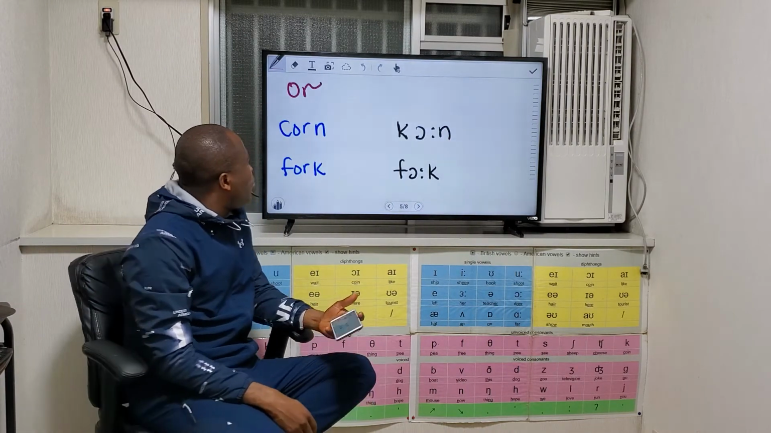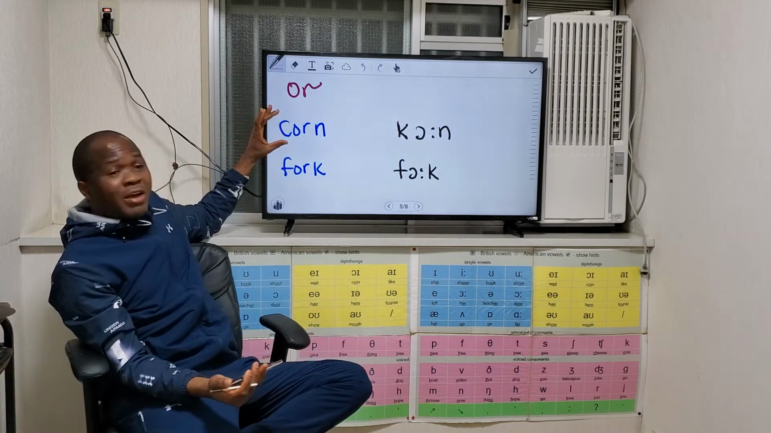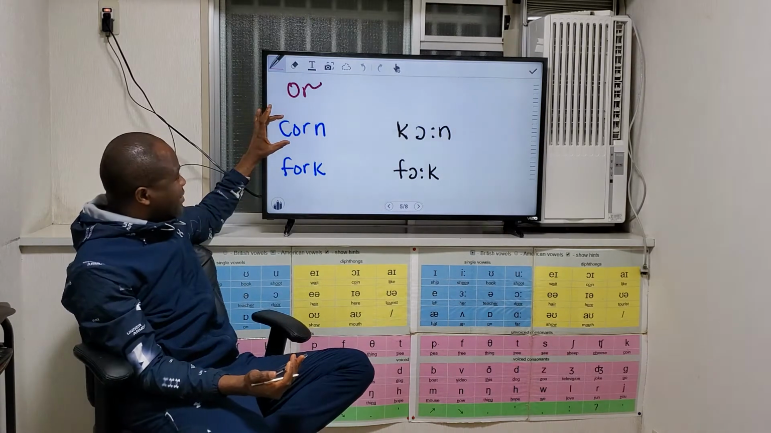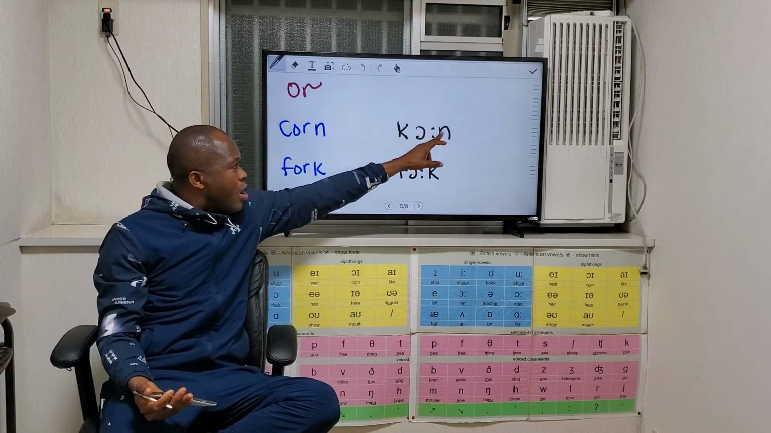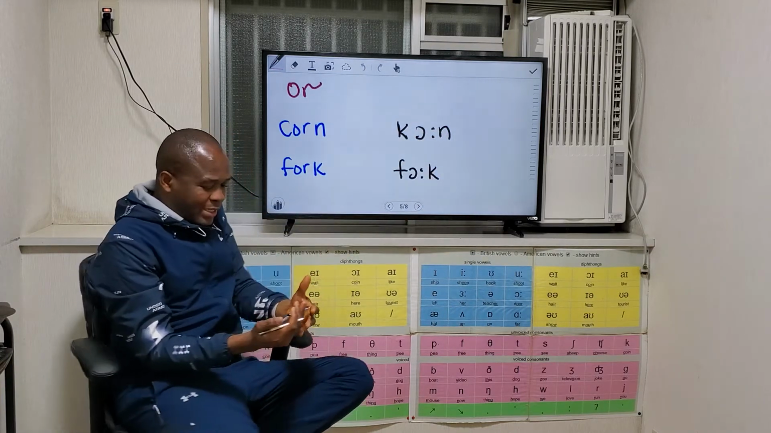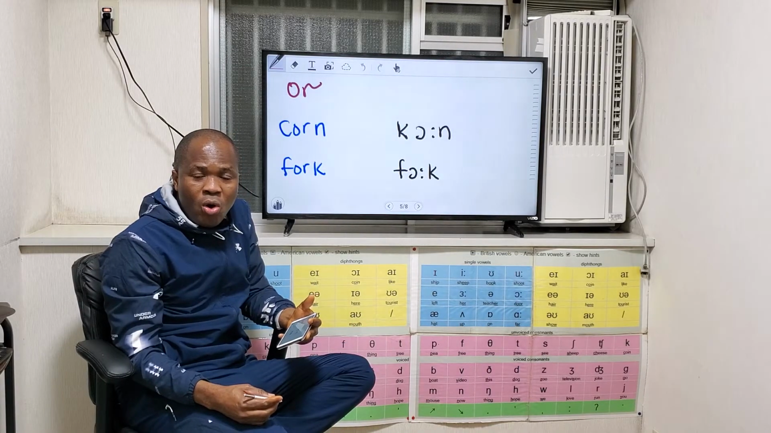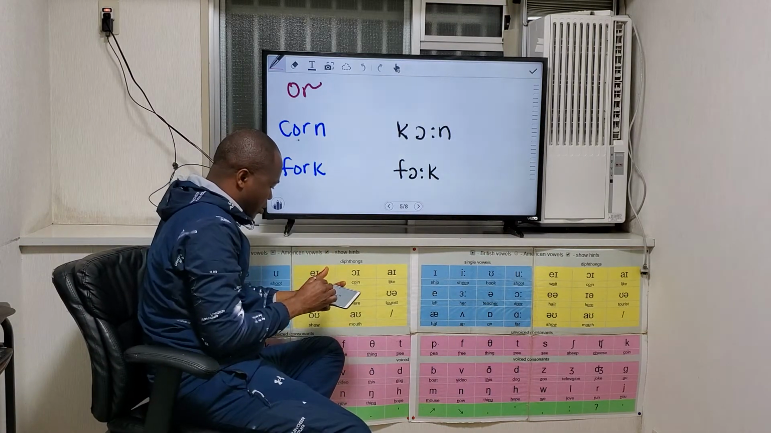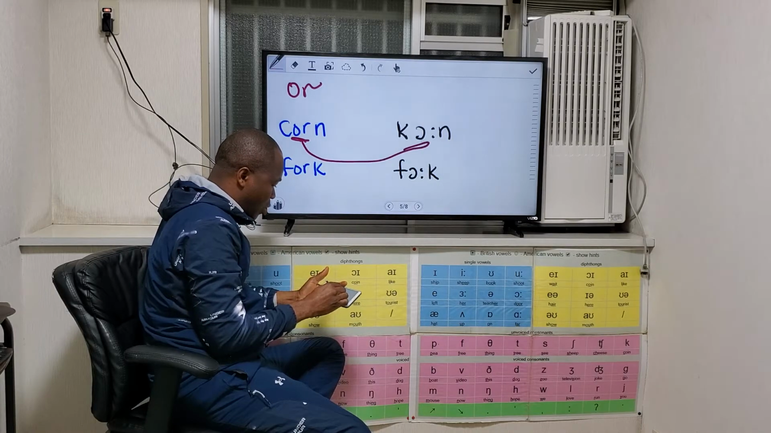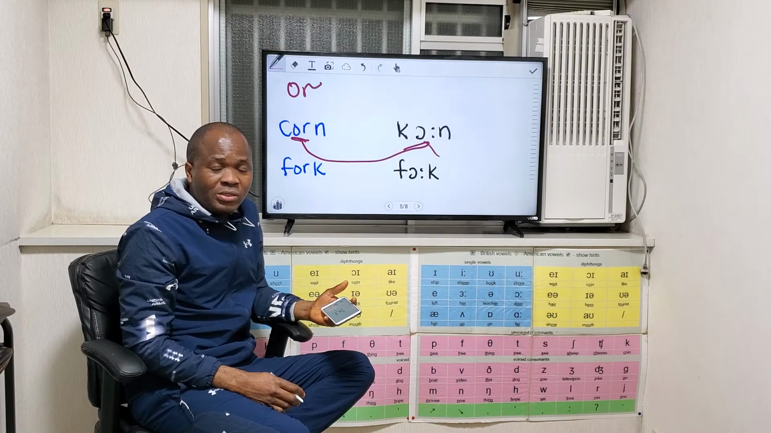Our next sound is OR. With the OR, we have two examples. The first example is corn. That's a long sound of orange or on or of or October. So here the OR is capable of making the long sound O, as in corn.